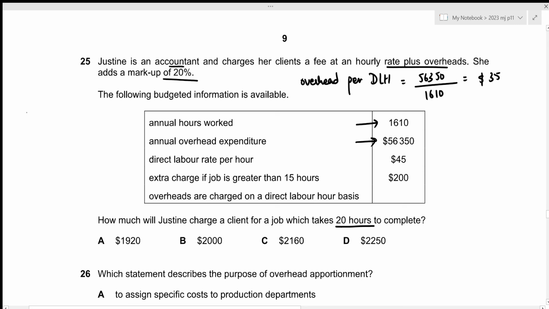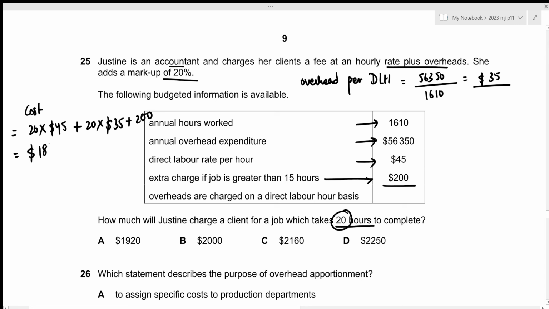Okay, let's calculate the cost for the job. So the number of hours worked is 20. We can just multiply it by the direct labor rate per hour, that's 45. Then our overhead is also based on the number of hours worked. So that will be 20 times overhead per direct labor hour of 35. And there is an extra charge if job is greater than 15 hours. And this job is of 20 hours, so we need to add this as well. So that will be plus 200. This gives the total cost to be 1800. But remember that she also adds a markup of 20%. So we need to increase this by 20%. This gives the correct cost to be 2,160, which is given in option C.